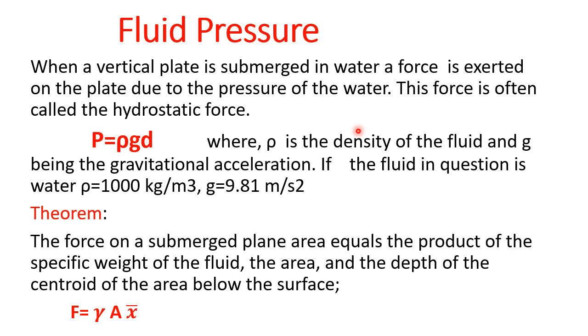So this hydrostatic force equals rho, G, and D, where rho is the density of the fluid and G is the gravitational acceleration. If the fluid is water, the density is equal to 1000 kg per cubic meter and G is 9.81 meters per second squared.